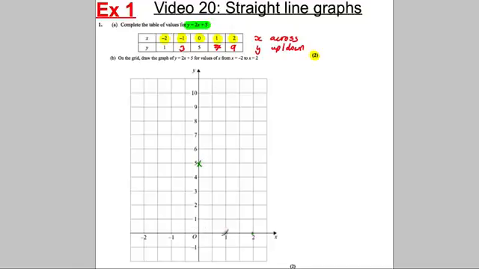1 across, 7 up. Don't fall for the error with the scale. 2 across, 9 up. And going backwards, negative 1 with 3, negative 1 back with 3, and negative 2 back with 1 up, negative 2 back, 1 up. There's our straight line. And you can see, you'd be able to tell if it was a mistake because it wouldn't be a straight line. You draw a line through it, you're done.